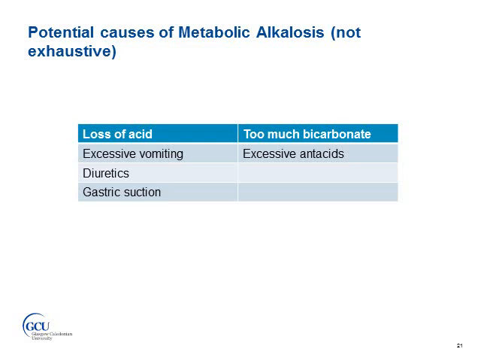So again, a loss of acid may be caused by excess vomiting, increased use of diuretics, or if there's been gastric suction, which would mean that the acid has been removed from somebody's stomach. Or it could be from too much bicarb, so that's by taking too many antacids, so your anti-indigestion medication.